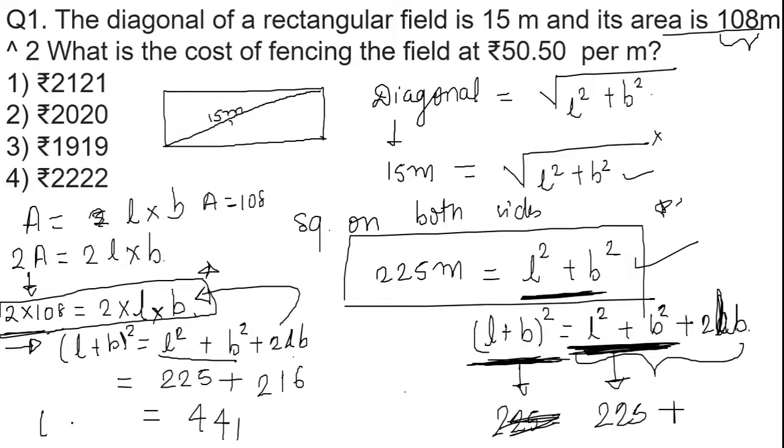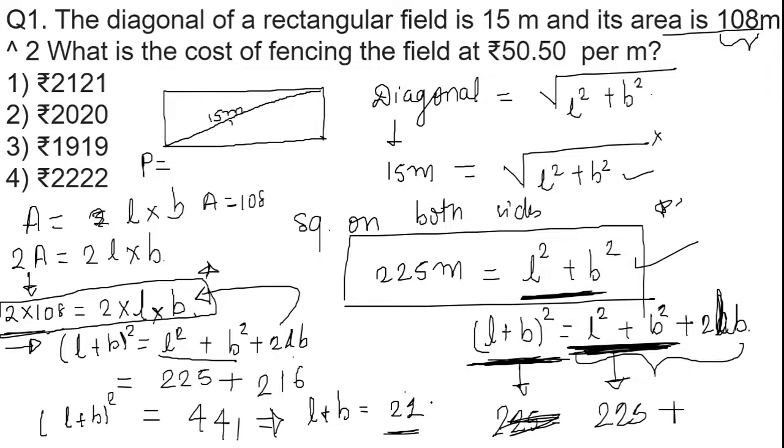Now we have got the value of L plus B the whole square. We can find the value of perimeter from this. Now we know the formula of perimeter. What is the formula for the perimeter, sir? 2 into L plus B. So here I am taking square root on both sides. I'll get the value of L plus B is equal to 21. Got it? Yes. So in this way we have simply got the value of L plus B.